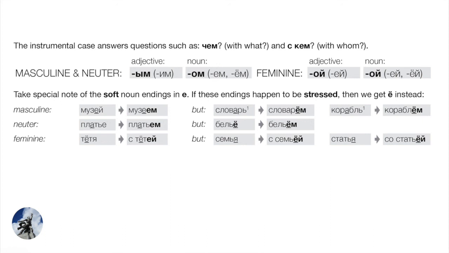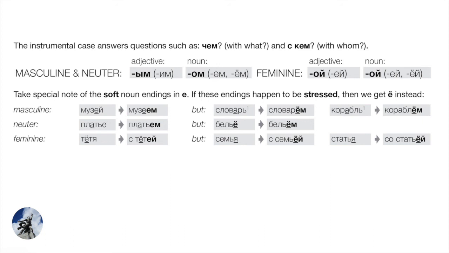Similarly with the feminine, right? Soft version of -ой, we get -ей for adjectives, and for nouns we would expect -ёй. But if that ending is not stressed, then again we can't have the ё. We get -ей instead. So that may be a little bit tricky. Let's look at some more examples here of soft nouns. And again, the issue really is, is the ending stressed or not, right? If it is, we get ё. If it's not, then we can't ever have that, right?